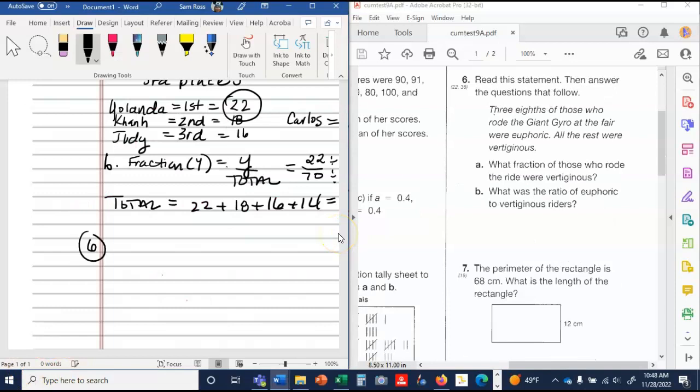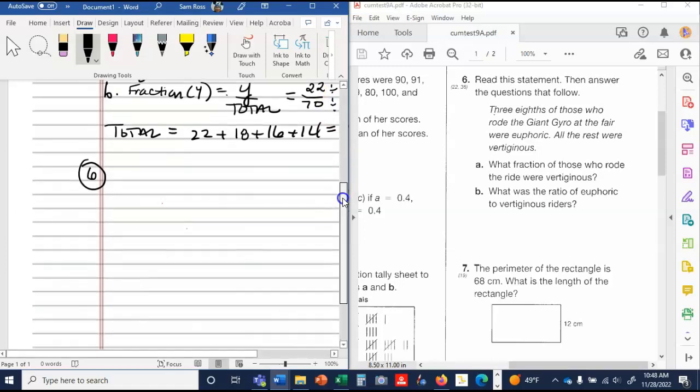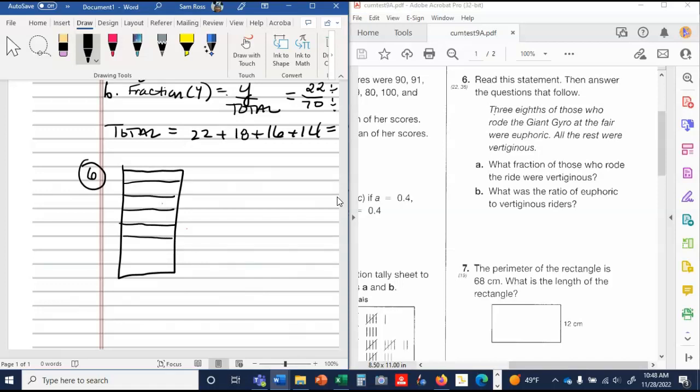All right, on to number 6. These are some of the most confusing ones as well. So it says, read the statement and answer the question. 3/8 of those who rode the giant gyro at the fair were euphoric. All the rest were vertiginous. So let me scroll down. I know that it's 3/8. So that's 1, 2, 3, 4, 5, 6, 7, 8. And I know that 3 of those 8s, 3/8 were, and I'm just going to put E for euphoric. And I know that the rest of them, which is 5/8, right, were V for vertiginous.